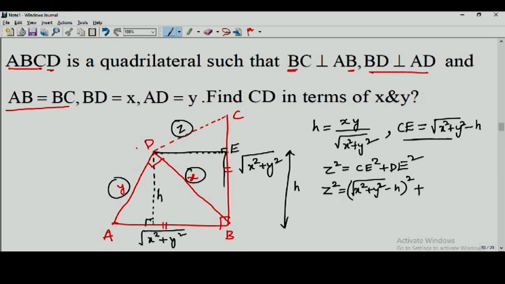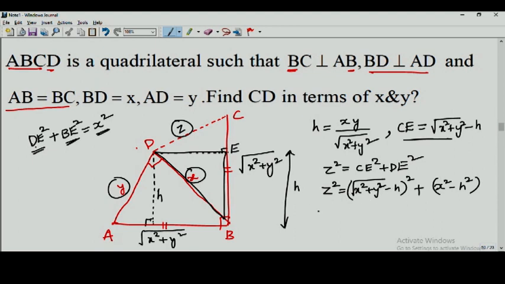Now in this right angle triangle also we can find DE. DE square plus h square is equal to x square. So DE square is x square minus h square.